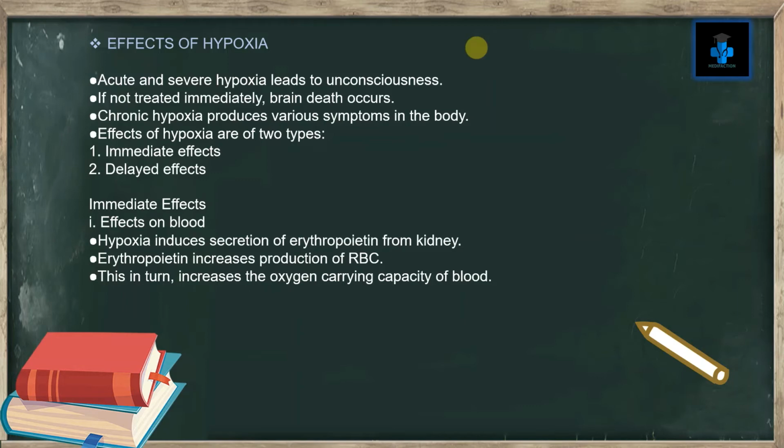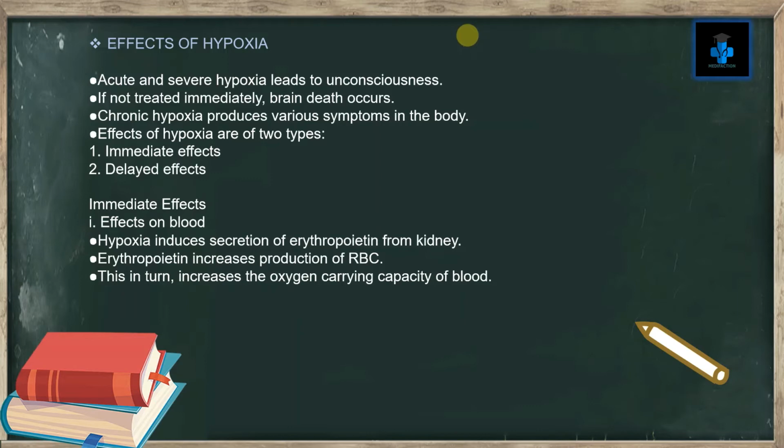Chronic hypoxia produces various symptoms in the body. Effects of hypoxia are of two types. Number one is immediate effect. Number two is delayed effect. Let's talk about immediate effects. Number one, effect on blood.